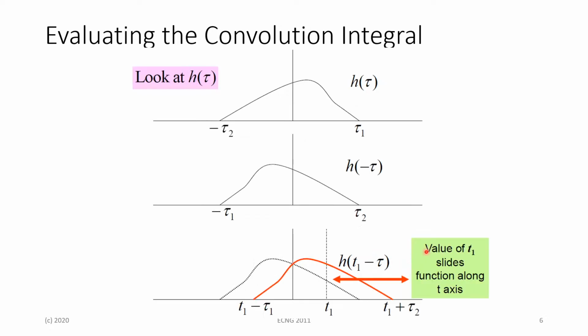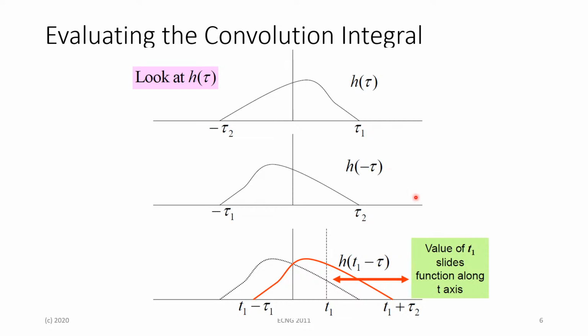So the first thing that we do for h of tau, we look at the x-intercepts here. Let's say the positive one here was tau 1 and the negative one here was minus tau 2. We then say, okay, if this is the h of tau signal, we reverse the entire signal accordingly to get h of minus tau. So tau 1 here will now become negative tau 1 here, and negative tau 2 here will now become positive tau 2 here because of this reverse of the signal.